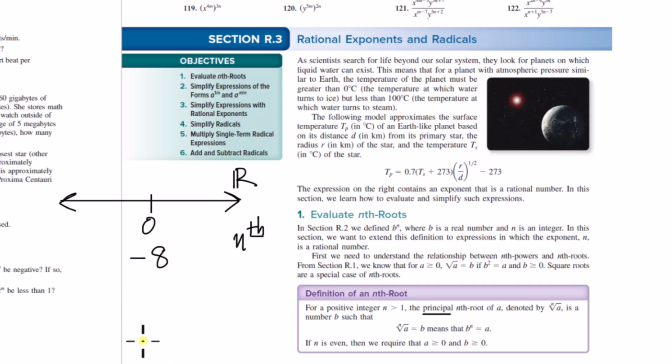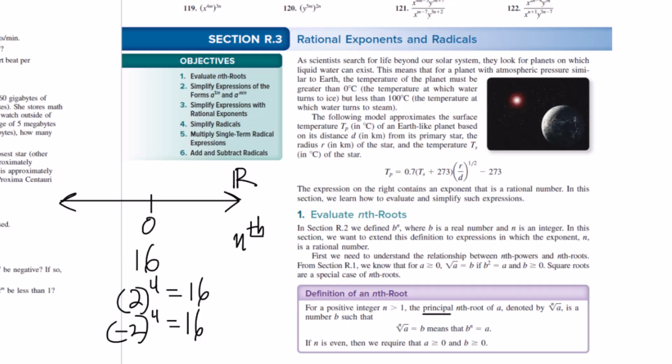So if you said, what is the third root of minus 8? Well, you're saying, what are all the numbers on the real number line that when I take them to the third power, I get minus 8? In that case, there's only one number. Minus 2 cubed is equal to minus 8. So you just list that one number. If you said, what's the fourth root of 16? Well, what is the number or numbers that when you take them to the fourth power, you get 16? Well, there's 2. 2 to the fourth is 16. Minus 2 to the fourth is 16.